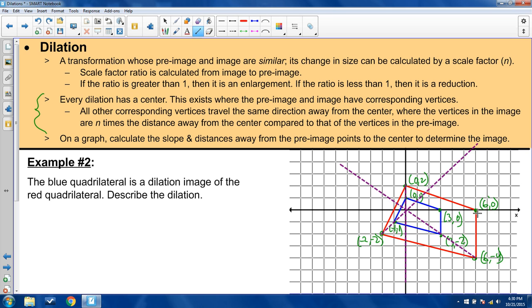So you can kind of see as I'm starting to map all these points here, you could use a straight edge to do this. Where are they all meeting at? The answer is the origin. The origin is the center of dilation.